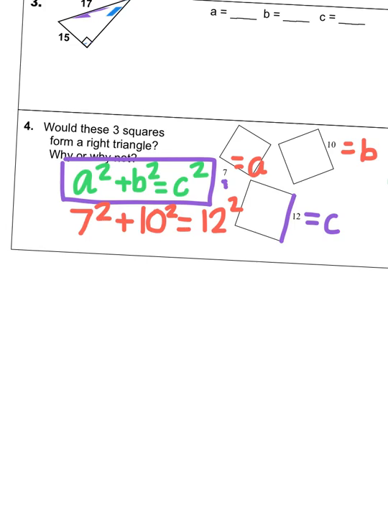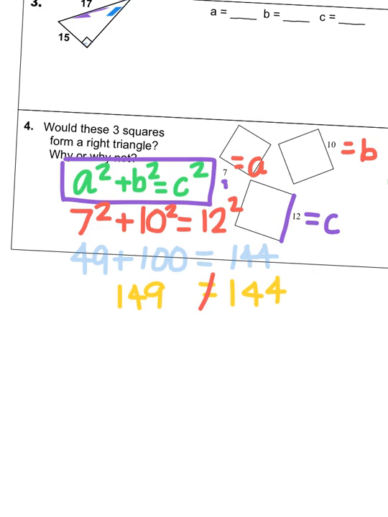In order to find out if this is true, I've got to simplify it a little bit. 7 squared is 49. 10 squared is 100. And I know that 12 squared is equal to 144. So what I'm looking for now is, does 49 plus 100 equal 144? We can see that no, it does not. It is not equal. So what does that mean?